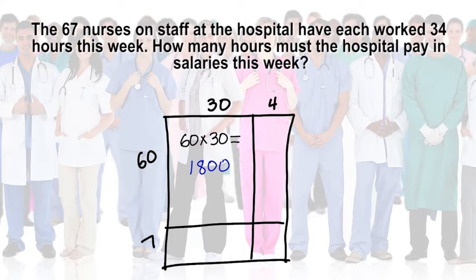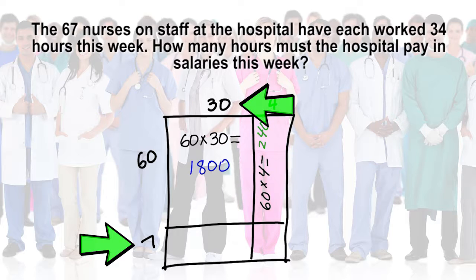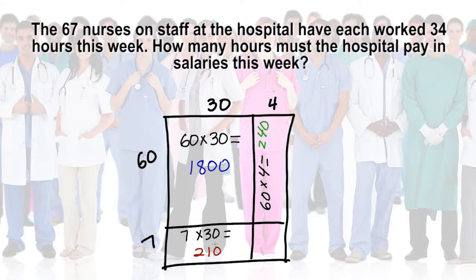Then multiply the dimensions of the upper right section, which is 60 times 4 equals 240. Write the equation in the corresponding box. Next, multiply 7 times 30 and write the equation 7 times 30 equals 210 in the lower left box. Finally, multiply 7 times 4 equals 28 for the last partial product in the last box.